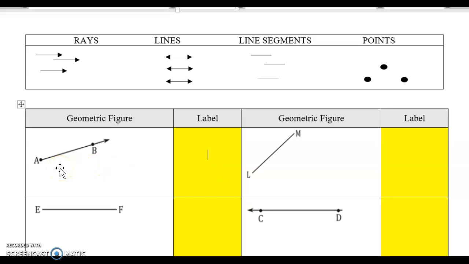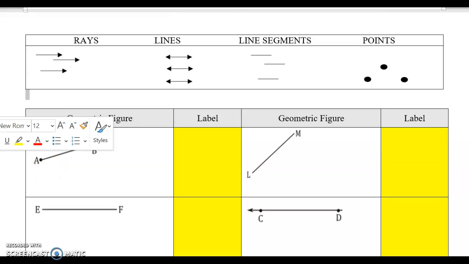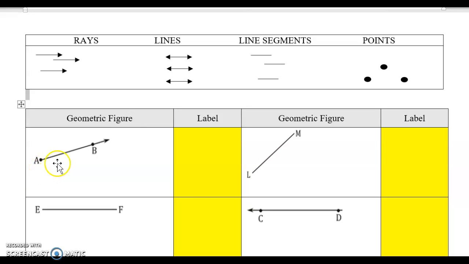Now this first figure I'll do with you. If we look at this figure right here, hopefully you acknowledge that it is a ray. We have point A out to B. And remember, when we're labeling rays, we start with the, quote, sunshine and move out towards the ray. So again, we use capital letters. So AB would be my letter portion of that label.